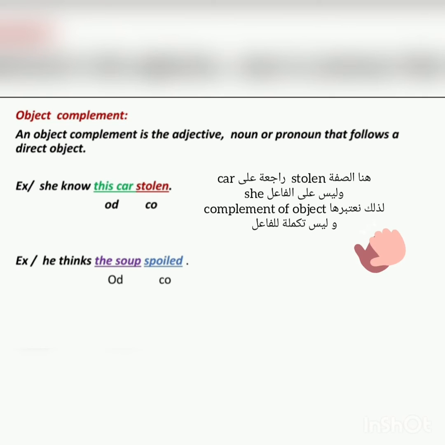The word spoiled is related to the soup, not to the subject he. If spoiled were related to the subject, the complement would be a subject complement. But here spoiled is related to the object, the soup, so it is going to be an object complement. I hope it's going to be clear for you like this.